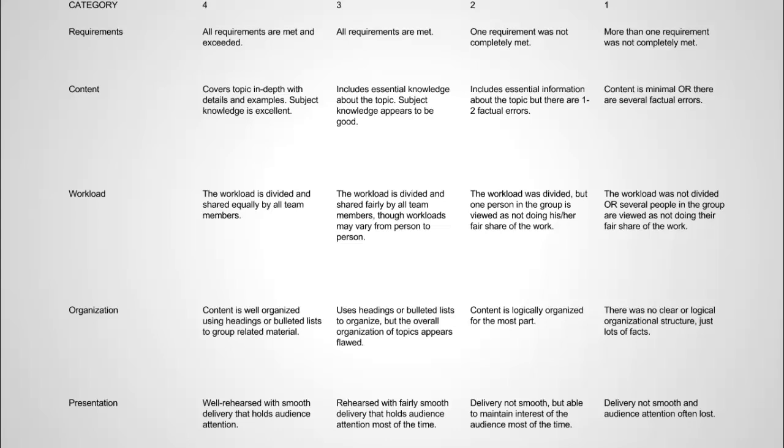So here's an example of the rubric we might use if a student is doing an academic choice project. You lay out the requirements so they know exactly what's required of them. You make sure they cover the content. Because the students are given the choice to work in a group or work alone, make sure each student in the group is contributing equally to the group. Make sure their project is well organized and that their presentation is well rehearsed.